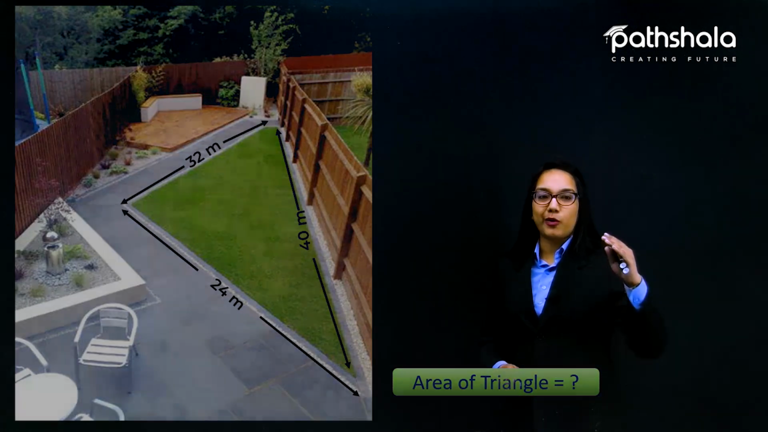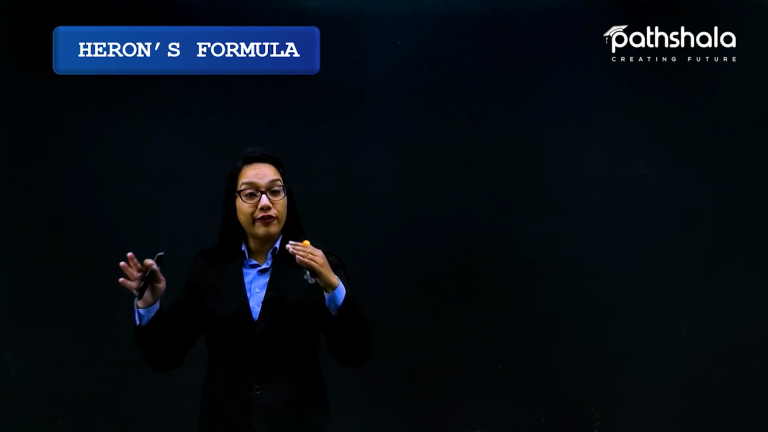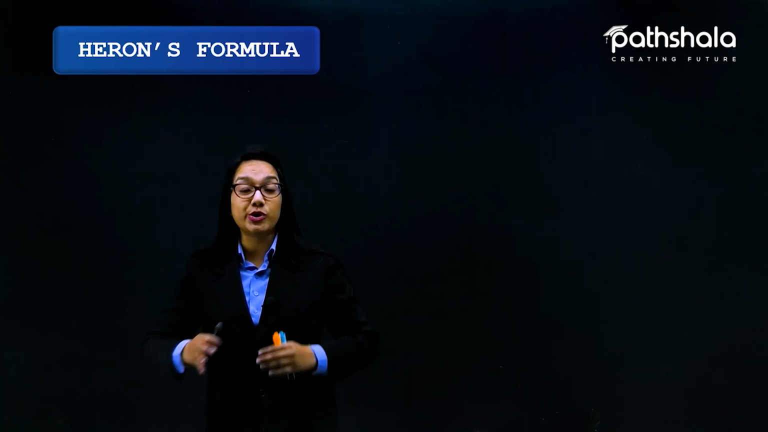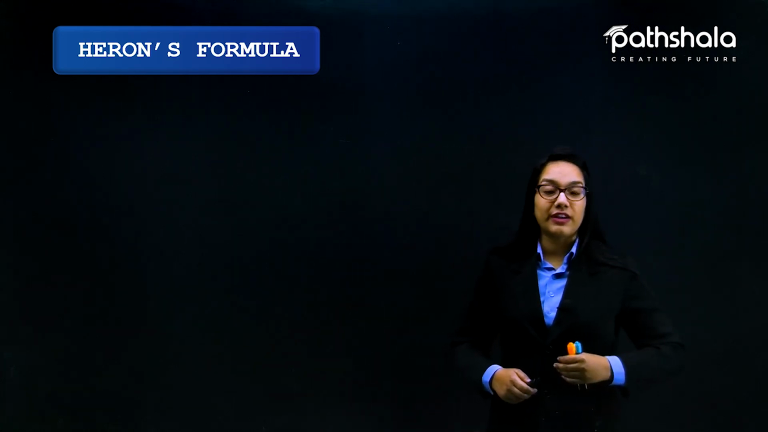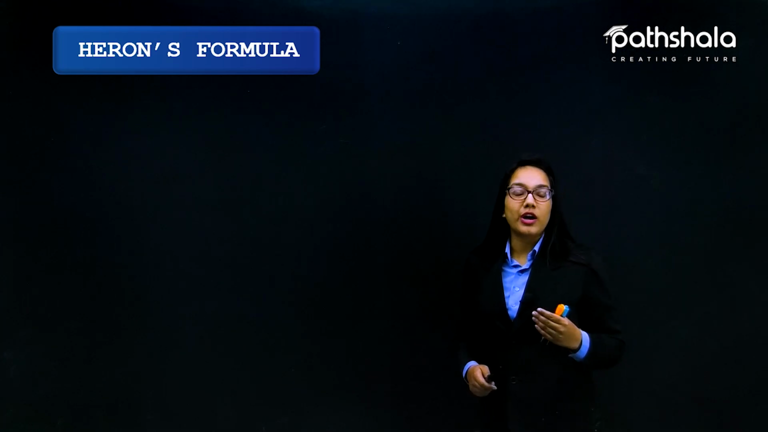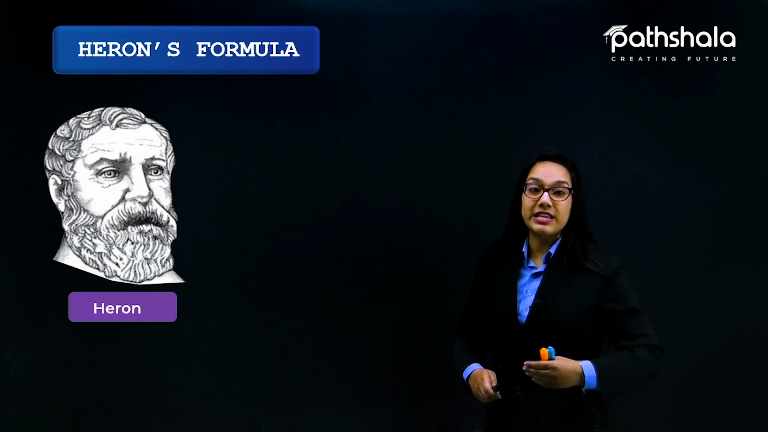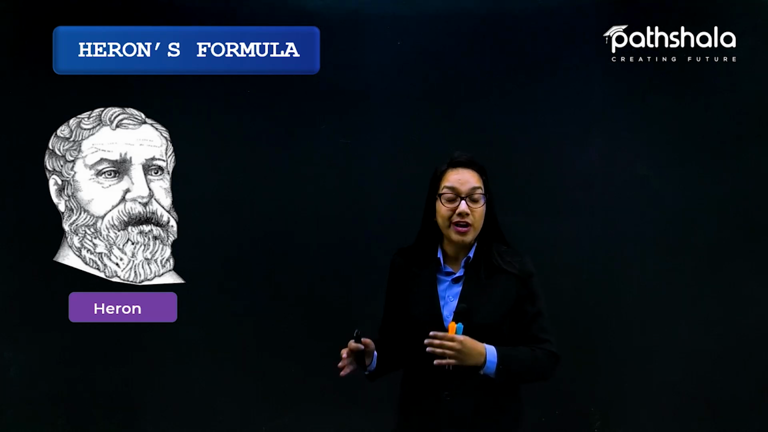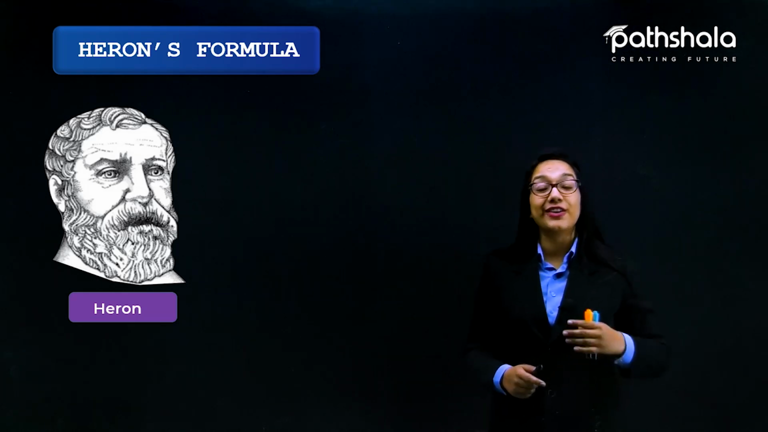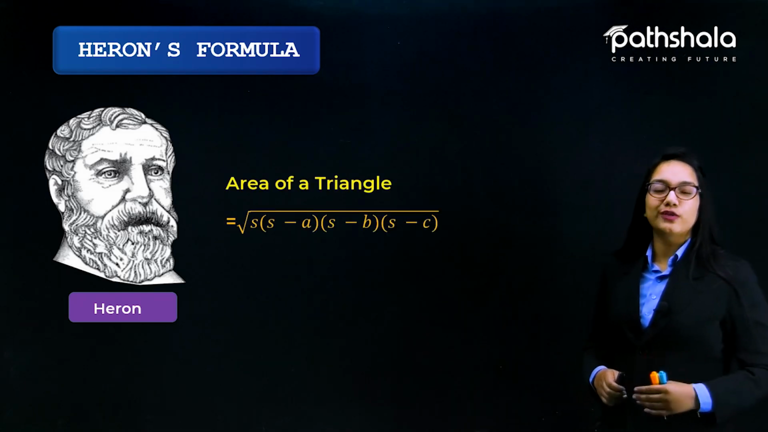So this is all about our chapter, which is called the Heron's formula. Heron's formula will help us find the area of such a type of triangle in which all the sides are not equal to each other. Heron's formula was developed by Heron, a great mathematician, and just because of his name, this formula is called the Heron's formula.